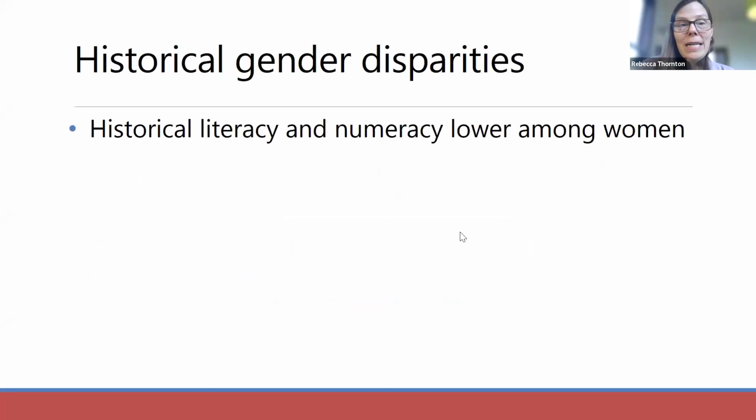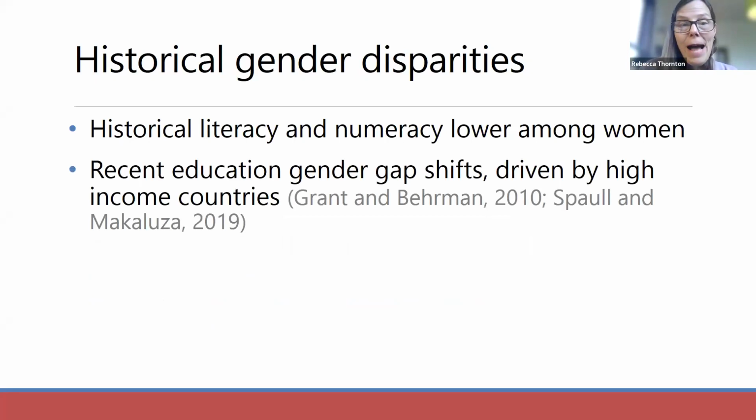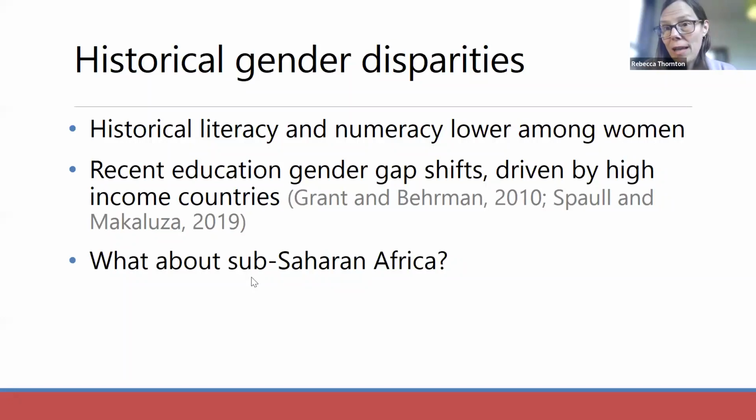Historically, literacy and numeracy, if we look across the world, has been overall lower among women. However, recent education gender gaps have emerged, both in terms of literacy and numeracy, especially in literacy, but also in attendance, dropout, etc. Most of that we have seen has been among higher income countries. And so we were interested in what it looks like in sub-Saharan Africa, and trying to answer that.